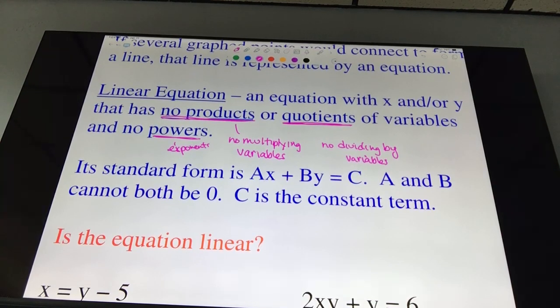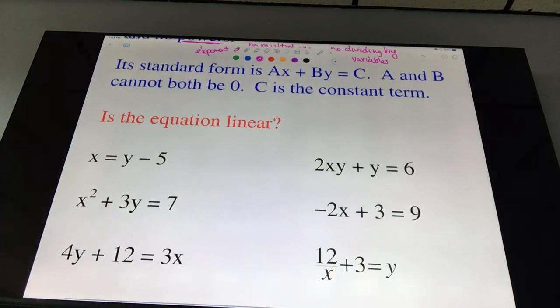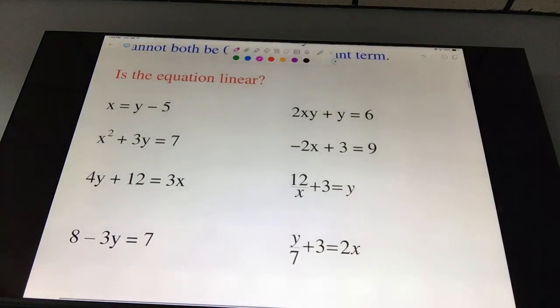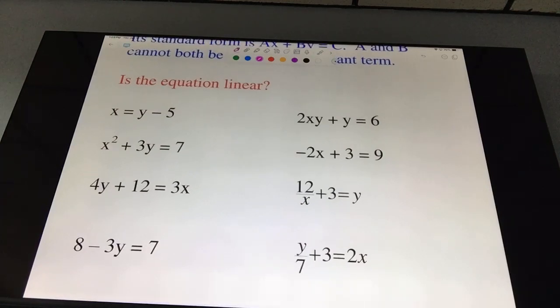So what I want you to be able to do is determine if an equation is linear or not. Yes or no, is the equation linear? We're going to look at these 8 examples. Example 1, x equals y minus 5. I don't see any variables multiplied. There are no fractions, so there's no quotient. And there are no exponents. So yeah, that one's linear.